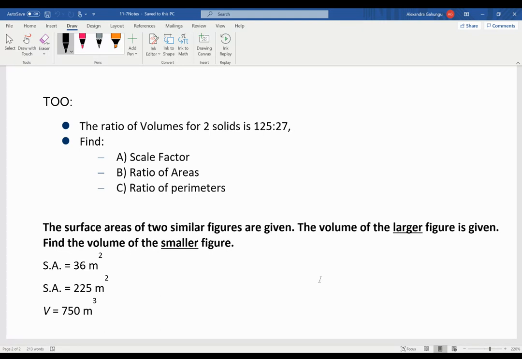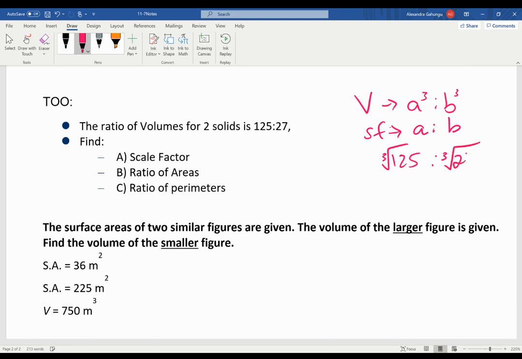The ratio of the volumes for two solids, we've got our ratio, 125 to 27. Find the scale factor. So if I have my thing, volume is a cubed to b cubed. And to go back to scale factor, which is a to b, I'm going to need to take the cube root. So I'm going to take the cube root of 125, cube root of 27. So my scale factor, 5 to 3.